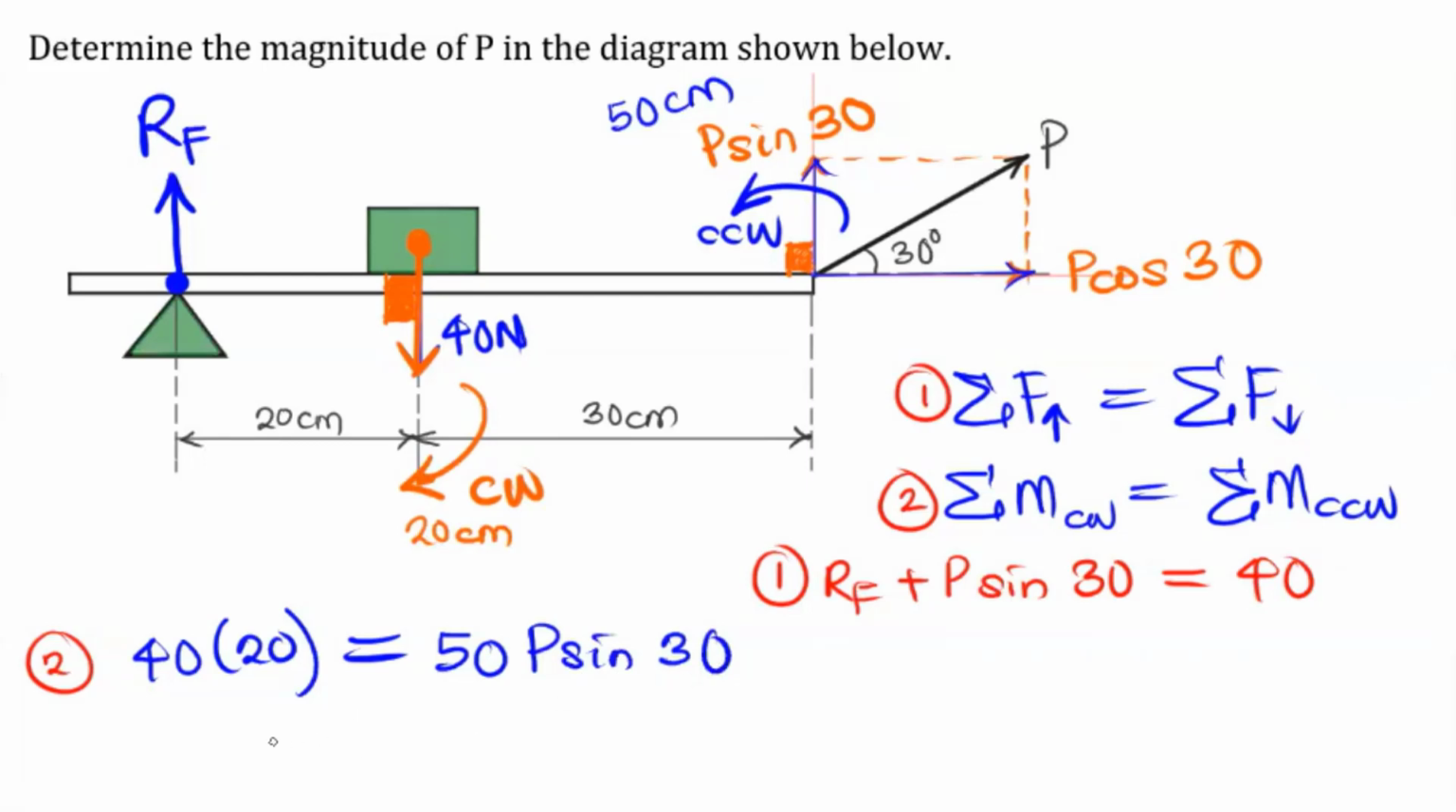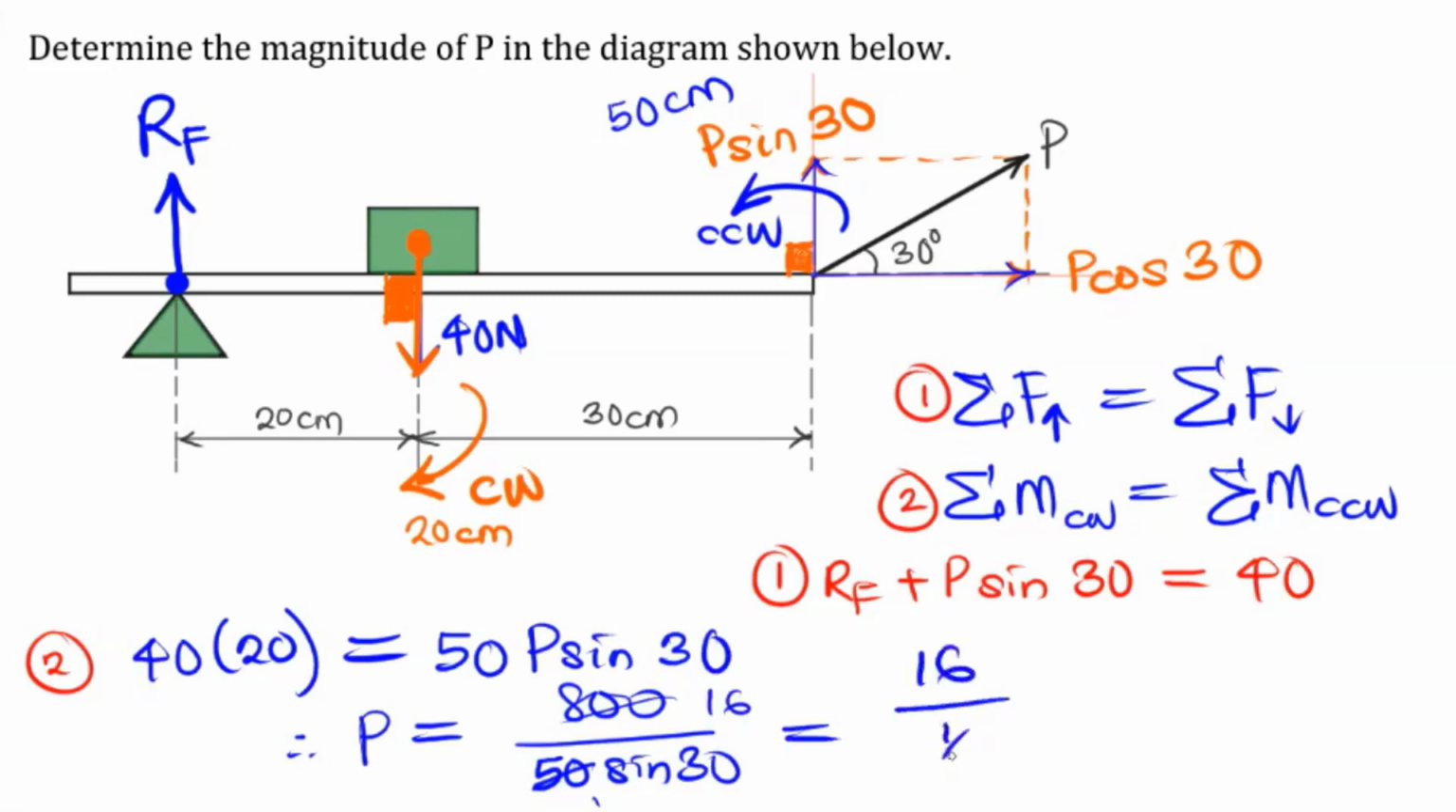So that means that our P that we are looking for is actually 40 times 20, which is 800, over 50 sine 30, right? And that's 16. So we have 16 over sine 30. Sine 30 is half. 16 over half, that is 32 newtons. Okay. So, that is what we are actually asked to evaluate.